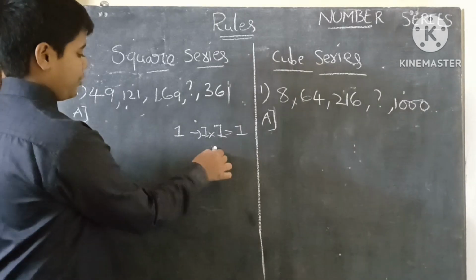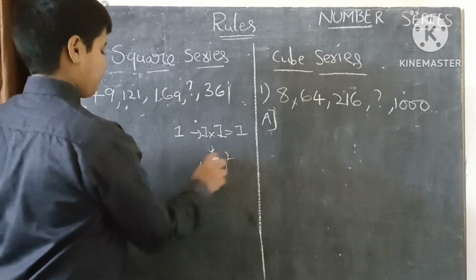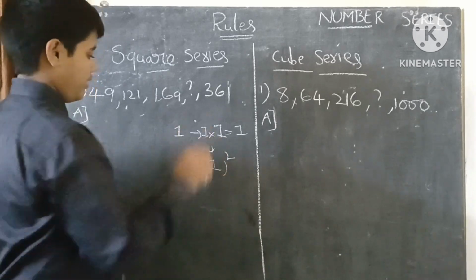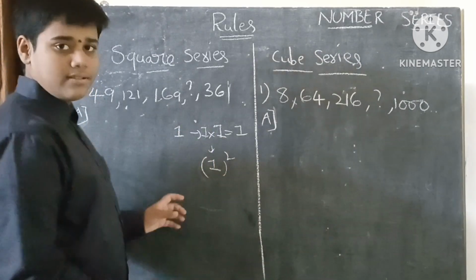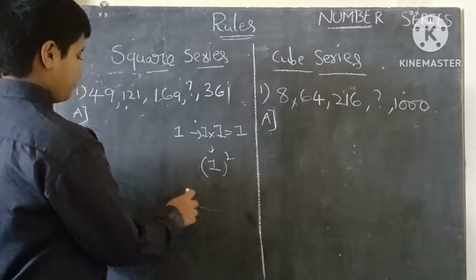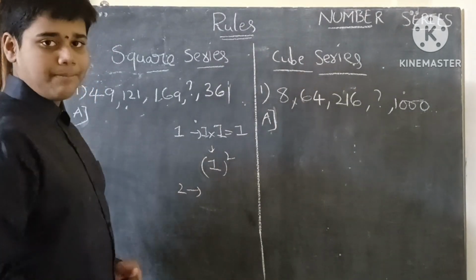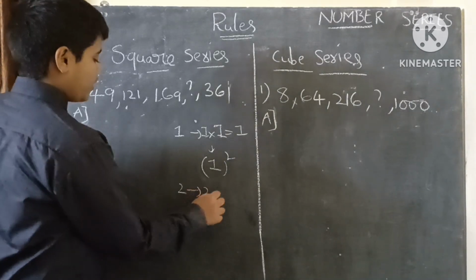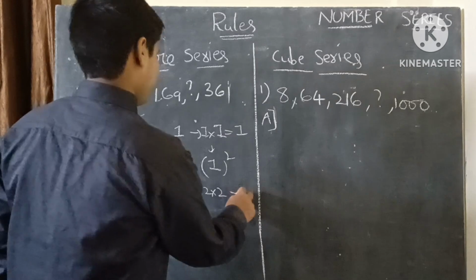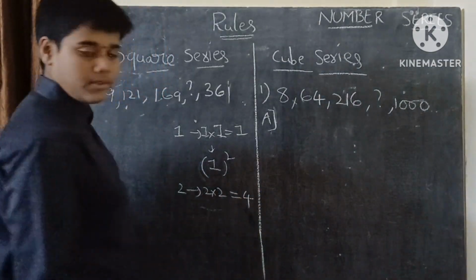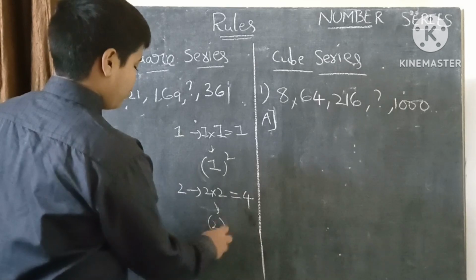Here this 1 into 1 is written as 1 whole square. Okay, 1 whole square. So this is 1 square. So if I take 2 as a number, we have to multiply 2 times itself. 2 into 2. It becomes 4. Okay. So this 2 into 2 is written as 2 whole square.